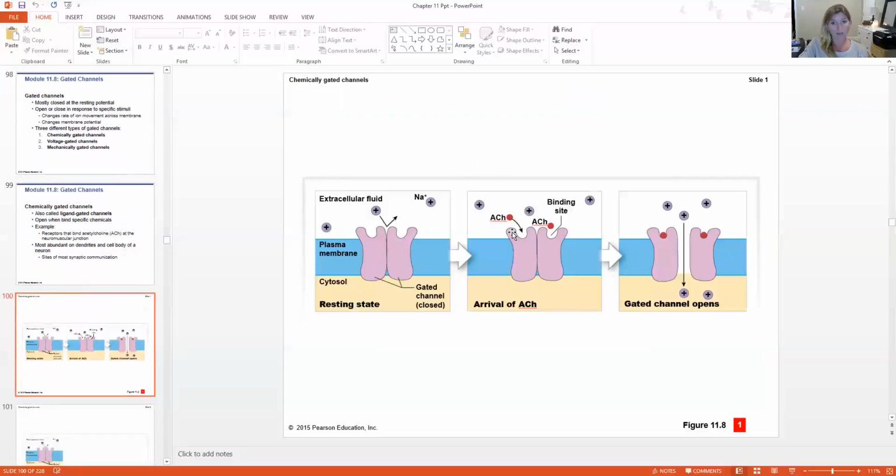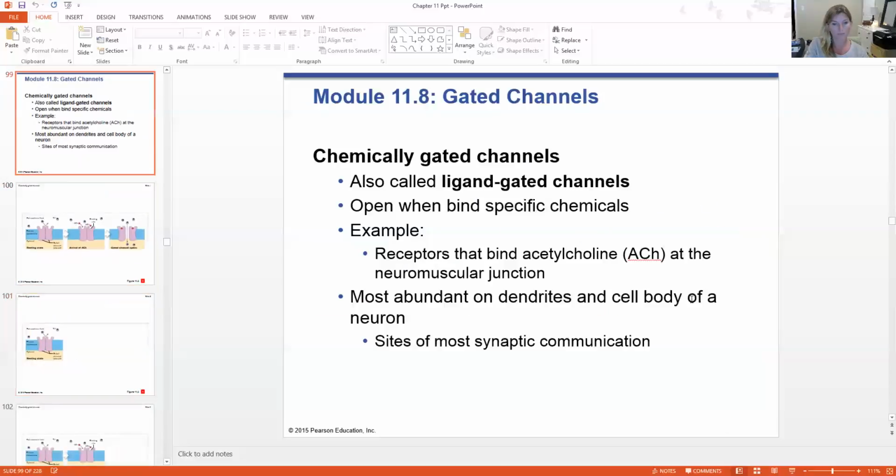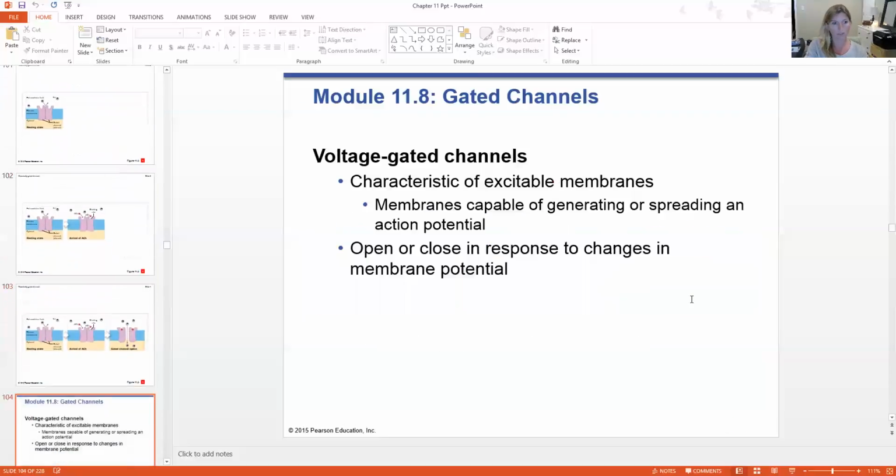Here you see what I mean. This is our sodium channel. Acetylcholine binds, it opens and allows that sodium to come in, or whatever ion. I was just using sodium as an example here. Oops, wrong way. Sorry about that.